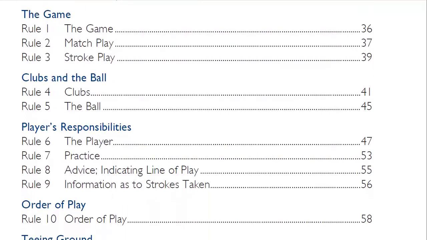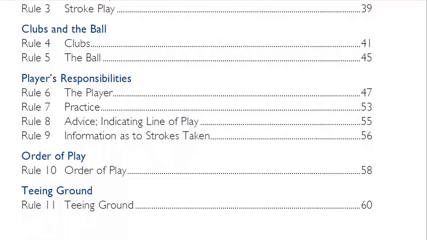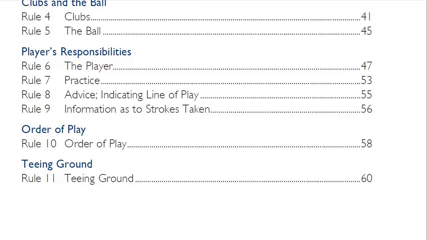Then you have clubs and balls, players' responsibilities, which is kind of an important section because if you're going to play in tournament golf, you probably want to know your player responsibilities. So about practice, advice, information is strokes taken, that comes into play in match play only. And then we're going to get a little more in detail on advice because that's not only a rule that the players should be concerned about, but also the spectators, because that's our spectator rule as well.